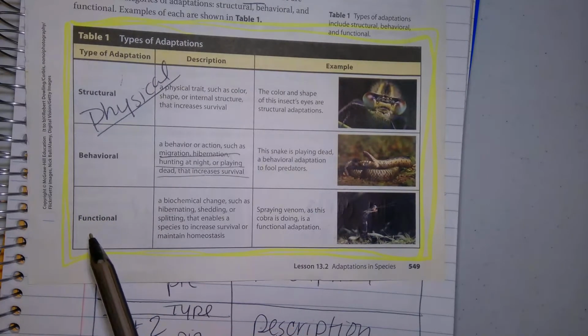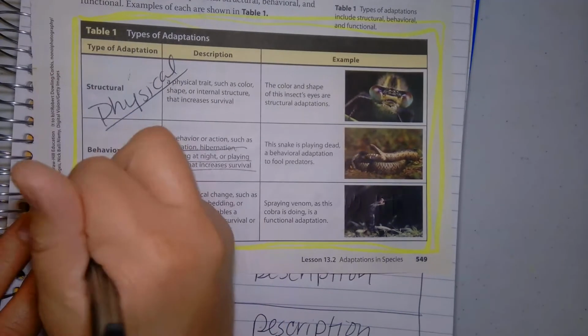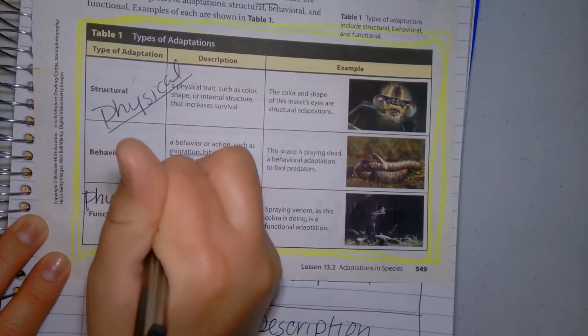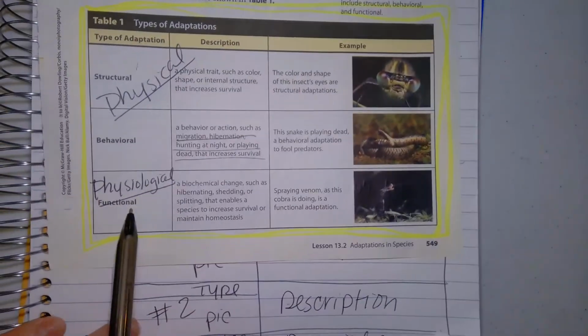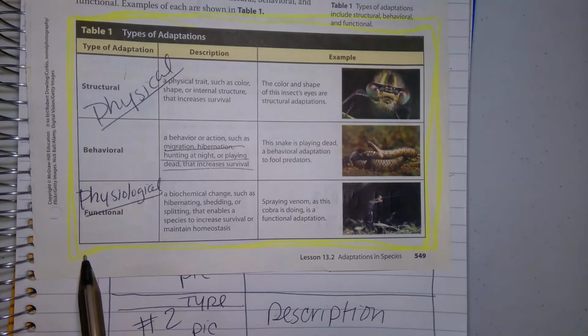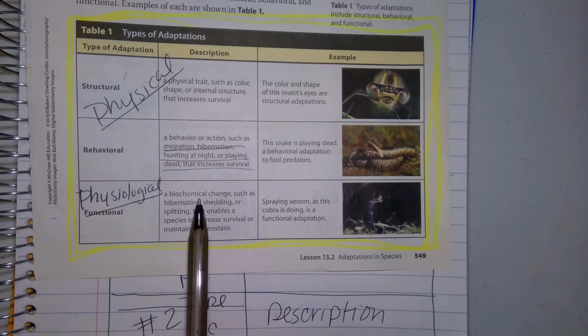Functional has another name, so I'll give you some help on that one. Functional also goes with, okay, this is the other part for it. Physiological. Okay, and you would think physiological is physical. It's not. Physiological is something that's happening specifically in its body. Okay, so let's see what else.